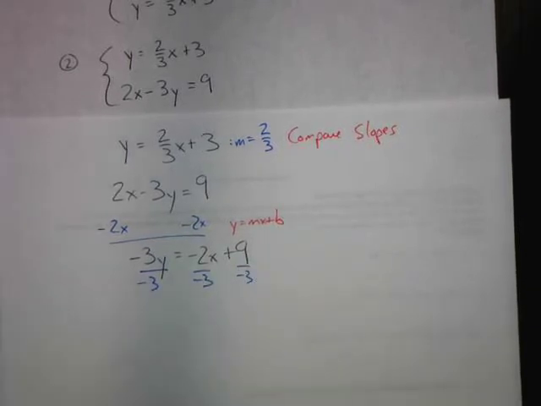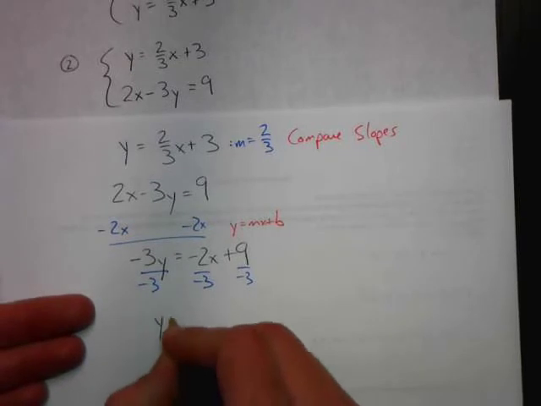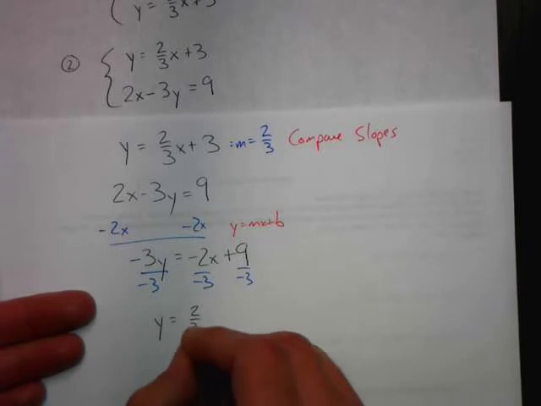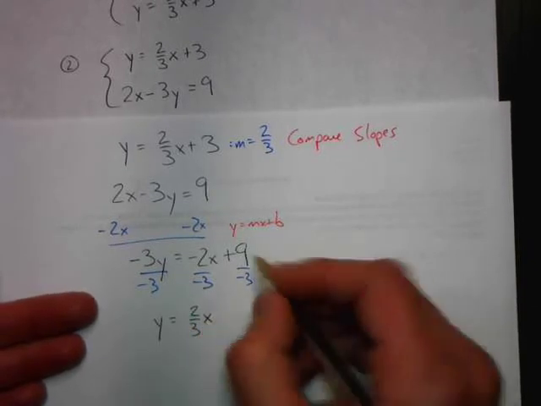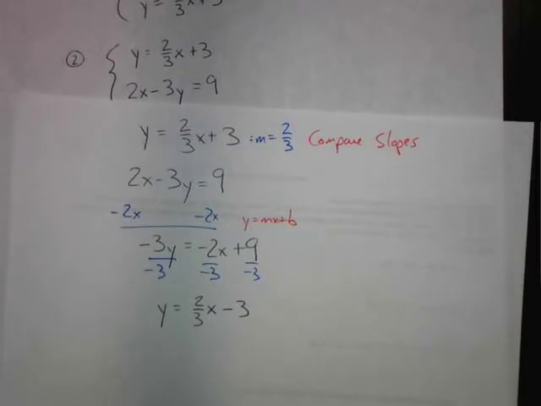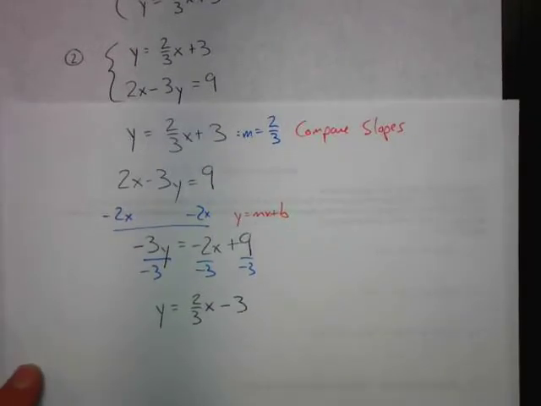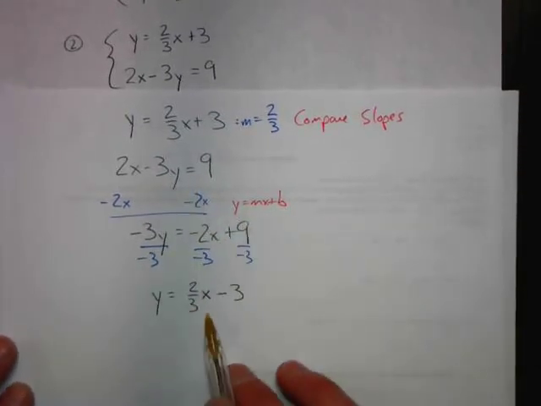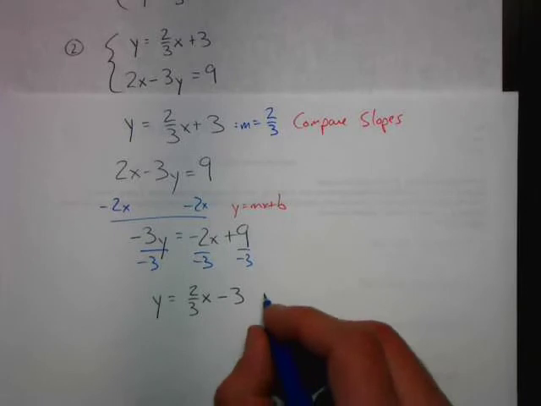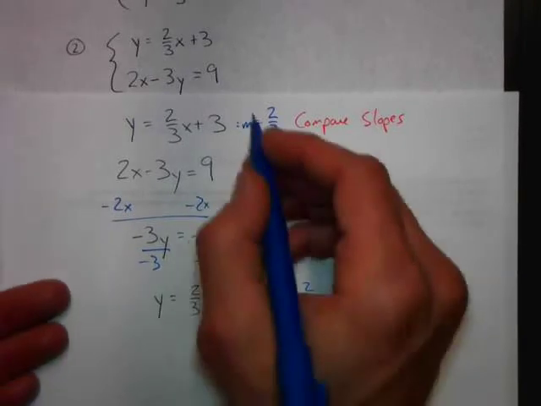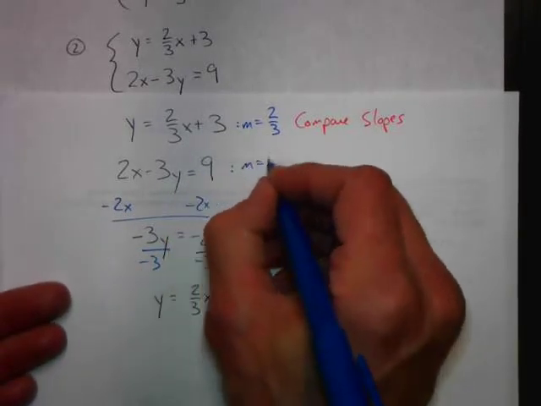And then we can see we're going to have y by itself finally. Then we have negative 2 divided by negative 3. Negative divided by negative is positive, so positive 2/3. And then positive 9 divided by negative 3 is negative 3. So now we have our second equation. We've rewritten our second equation to make it look like slope-intercept form. And now we can clearly see the slope. Hey, this slope is 2/3. So the second slope is 2/3.